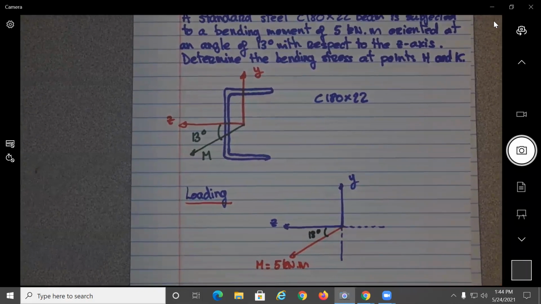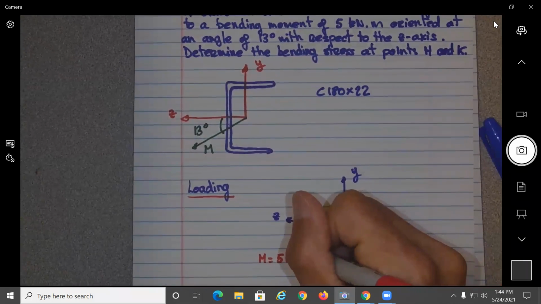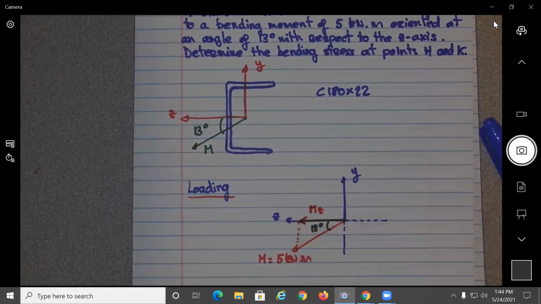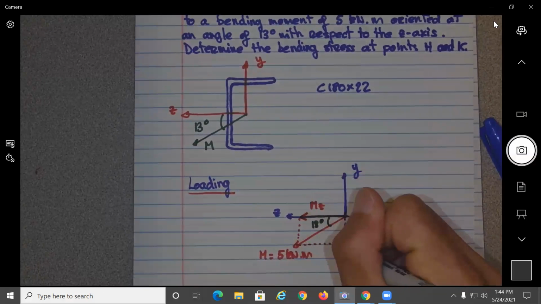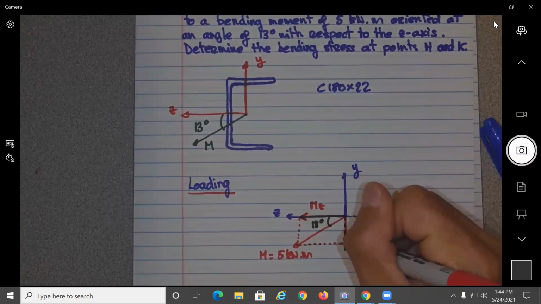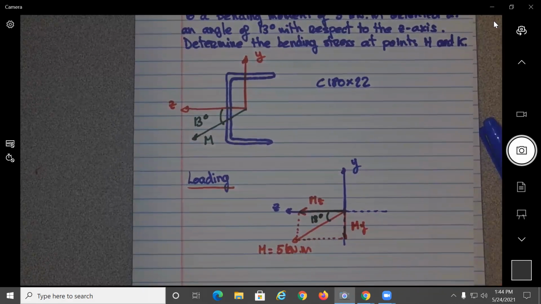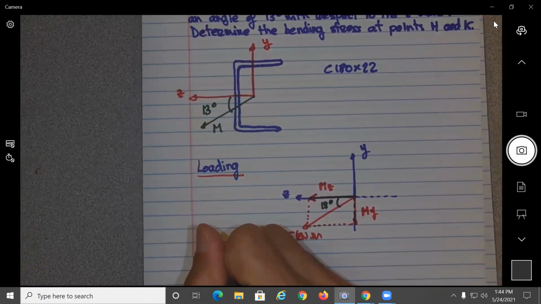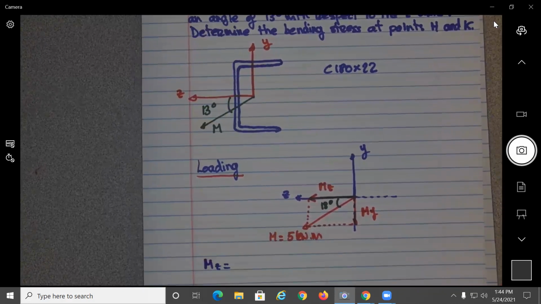So if we project this moment about the z-axis, what are we going to get? Moment about z. If we project it along the y-axis, what are we going to get? M of y. So by using very simple trigonometry, you can find out that M of z should be equal to what? Should be equal to M.